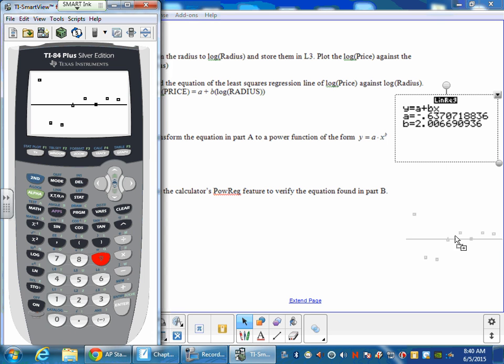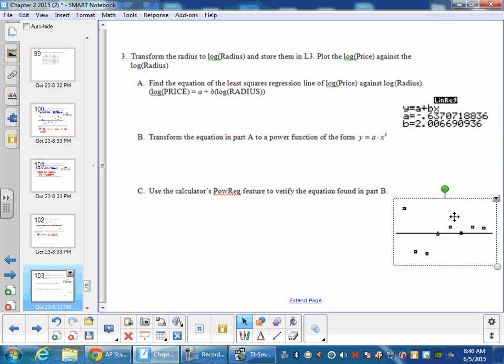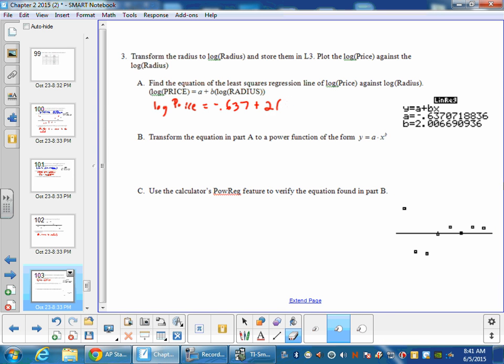So that is our residual plot. It's a little bit better. It doesn't have much of a curve. There's no discernible pattern that I see. So now, when we write this, this is the log of price, because we're using L4, is equal to our A, which is negative 0.637, plus pretty much 2 times our radius. Nope, it's the log of radius.